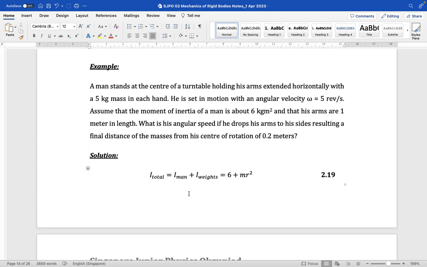Let us look at another example. A man stands at the center of a turntable, holding his arms extended horizontally with two masses on each hand. So you already can see that the fact that he has discrete objects in each of his hands, you can simply add them up without doing complex integrals. He is then set in motion with a certain angular velocity. The moment of inertia for the man is about 6 kilogram meter squared, and his arm lengths are given as well. And now we want to see what is his angular speed if he drops his arms to the side.